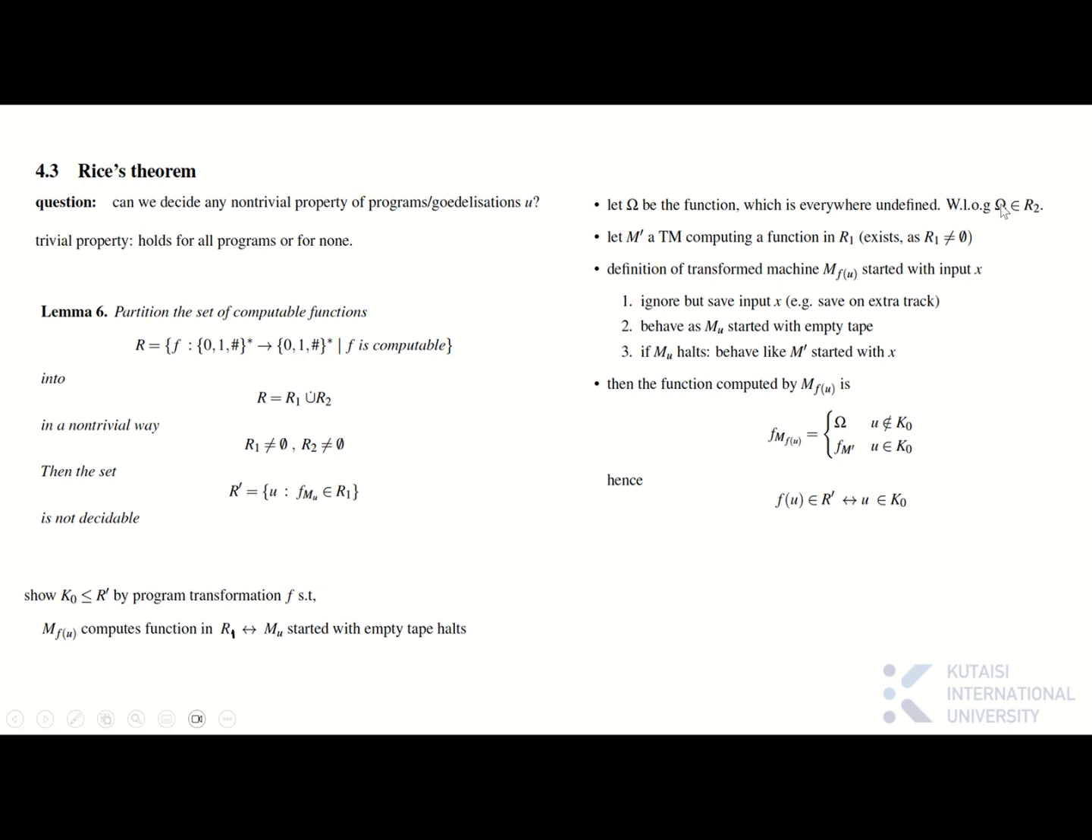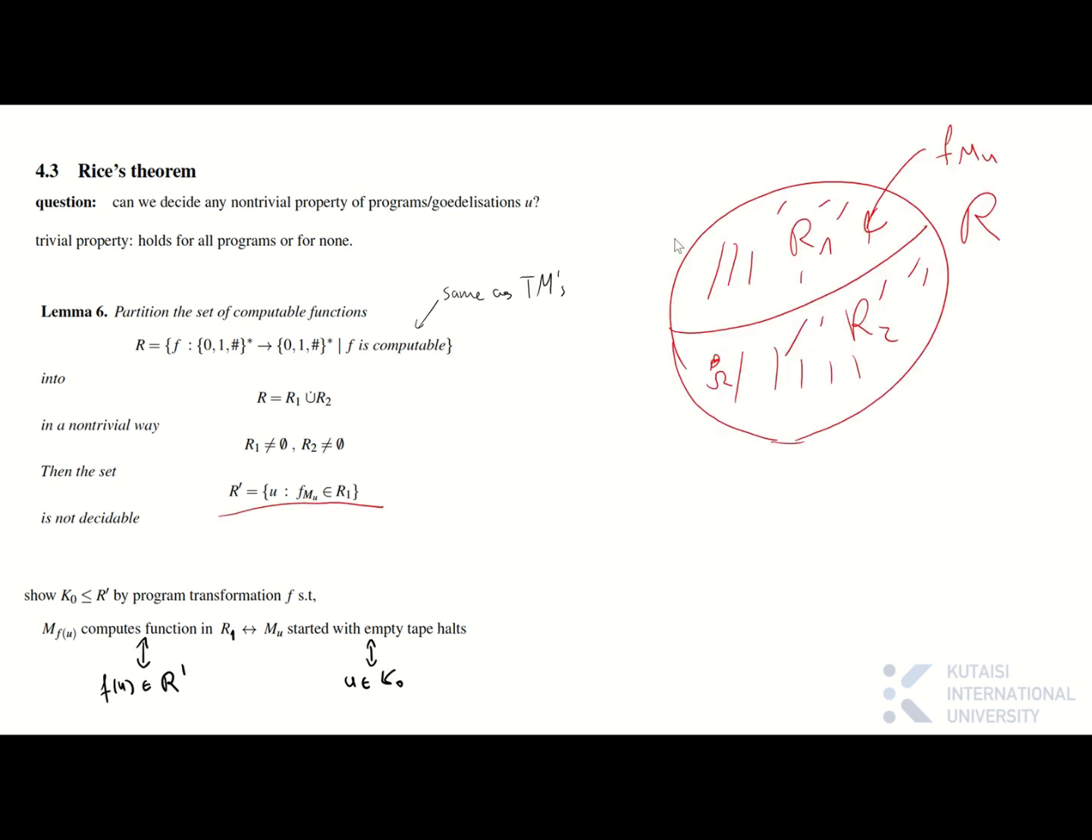So I assume omega is in R2. And M prime is a Turing machine computing a function in R1. So I know that R1 is not empty. So it contains functions that are computable, right? So let's say it contains some function f, since it's not empty. If f is computable, because the whole R was just computable functions, then there exists a Turing machine that computes it. And I take this Turing machine M prime.